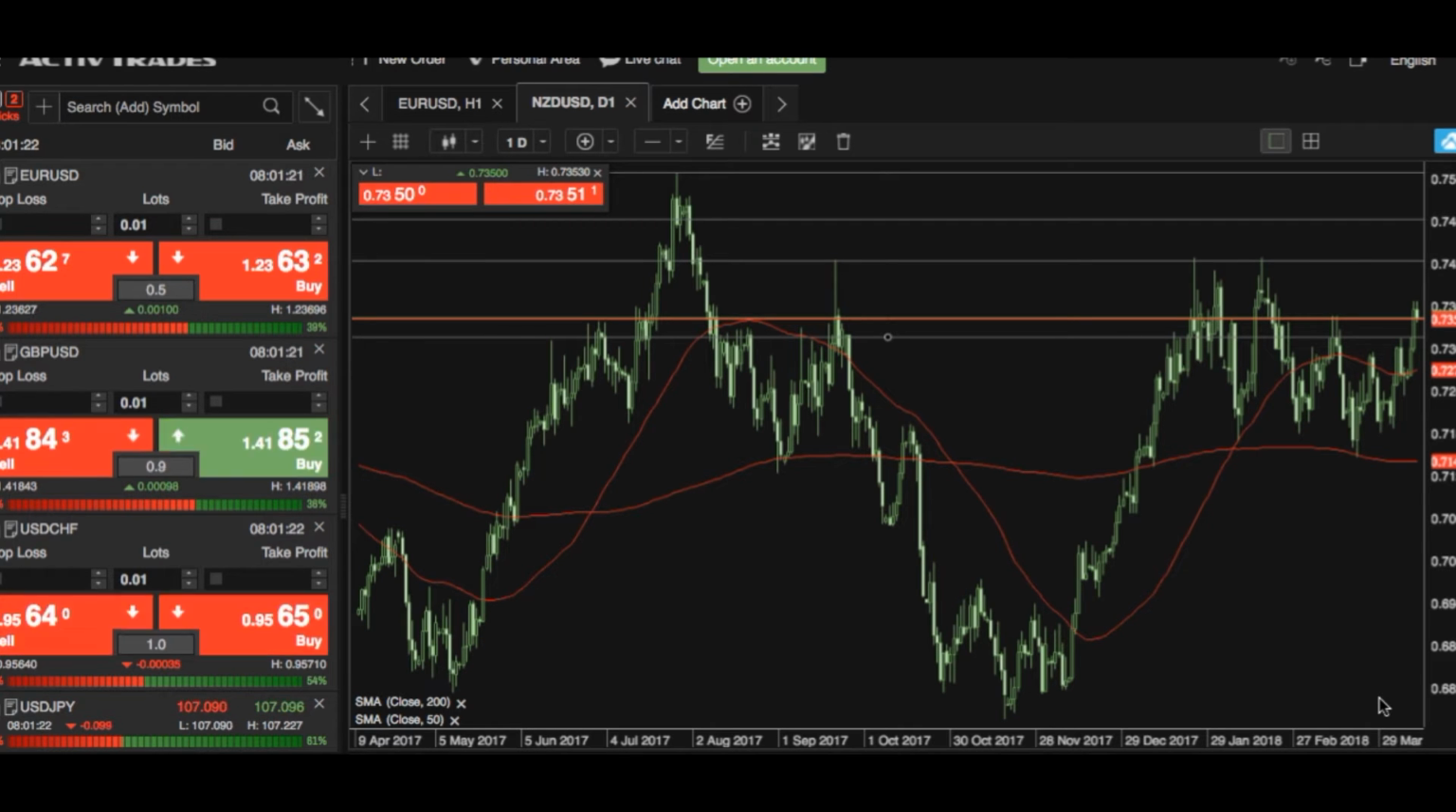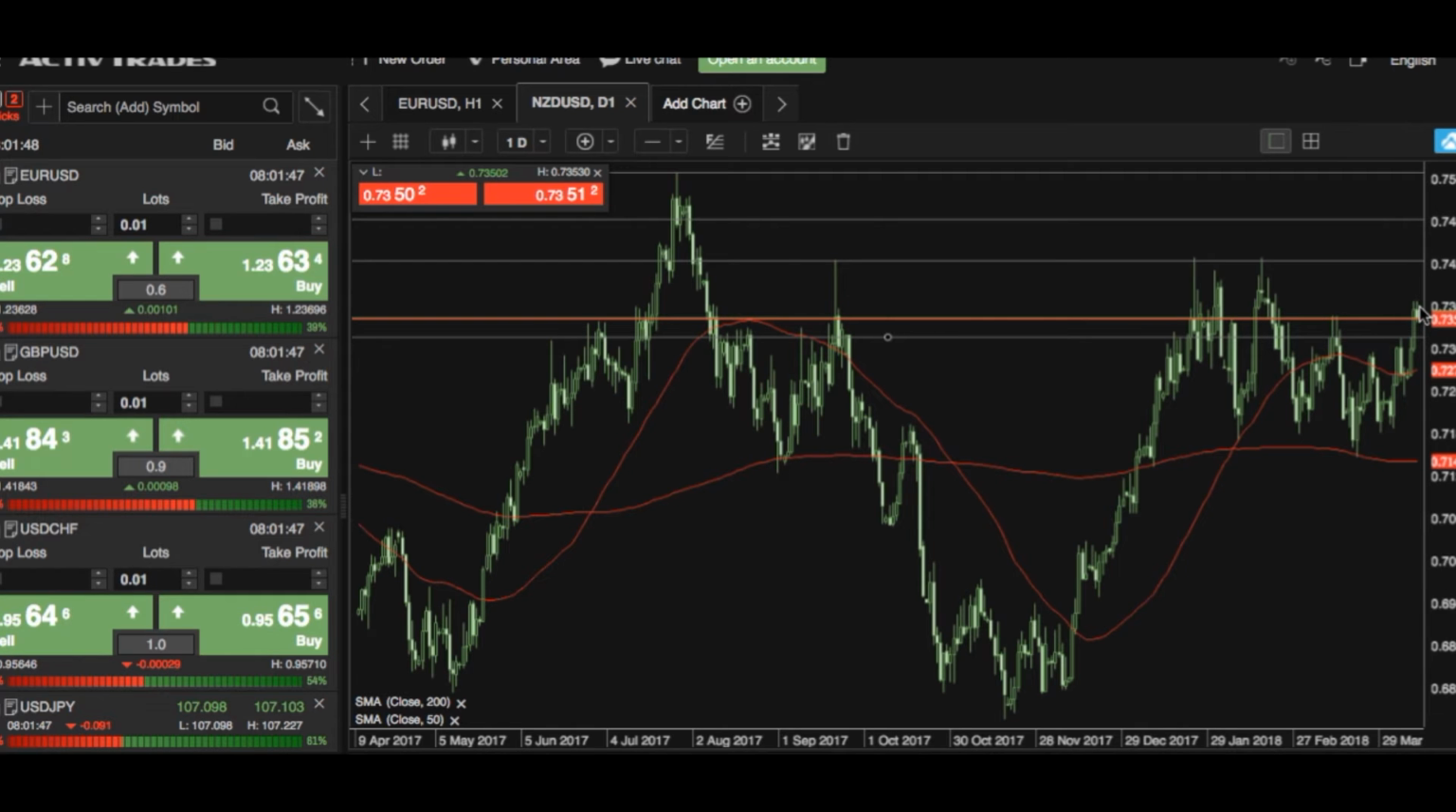So we've recently seen the Kiwi moving to the upside, breaking above that key 0.7300 level and moving towards that 0.7350 mark. The reason for the move higher in the pair has been broad-based. We've seen US dollar weakness, we've seen risk on sentiment returning to markets, and we've also seen the New Zealand dollar well supported across the cross pairs.